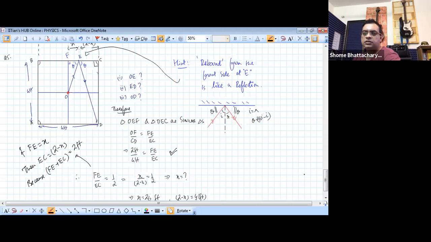Sushant and Tejas, sorry, Tej. Good, okay. Tej, beta, is it clear now the similar triangle application?